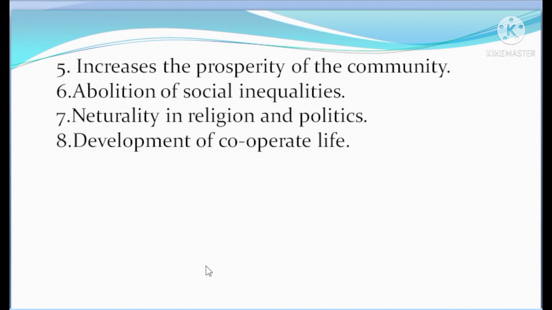Abolition of social inequalities. The social inequalities which we see in our society, which wealth has created, get eliminated. Neutrality in religion and politics. This is fundamental to the concept of cooperation, and finally it will lead to the development of corporate life.